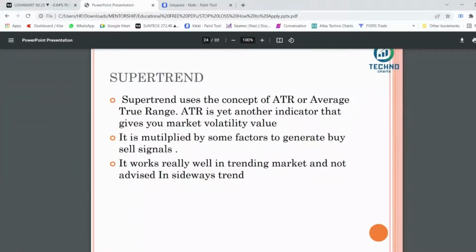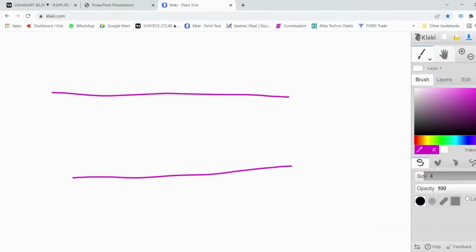So the fourth method that we are going to look at is Super Trend. Super Trend uses the concept of ATR, or average true range, where ATR calculates the market volatility value. It is then multiplied by some factor to generate buy and sell signals, which act as a trailing stop loss in your older trades. So it works really well in trending markets and is not advised in a sideways zone. Similarly, like moving averages, it does not work in a sideways zone.